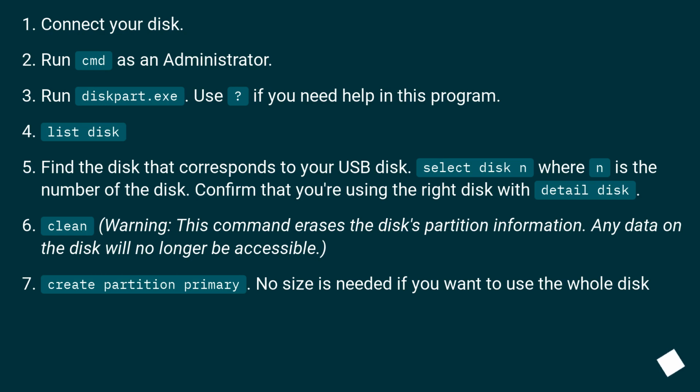List disk. Find the disk that corresponds to your USB disk. Select disk N, where N is the number of the disk. Confirm that you're using the right disk with detail disk.